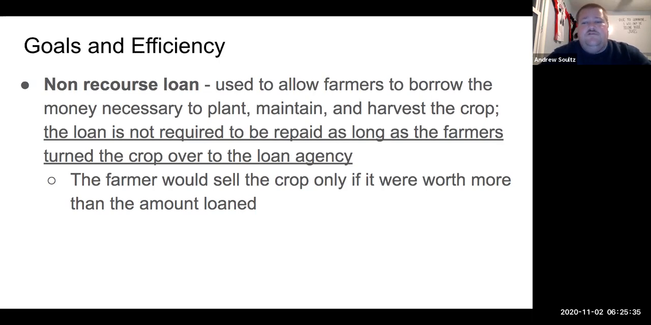And so this is a way that farmers can grow a crop without a lot of risk. If something happens and they have a bad season and they don't get very much crop, and they took out a loan in order to plant, a non-recourse loan would mean that they don't have to repay that loan, but they would have to forfeit or hand over whatever crop they did harvest.